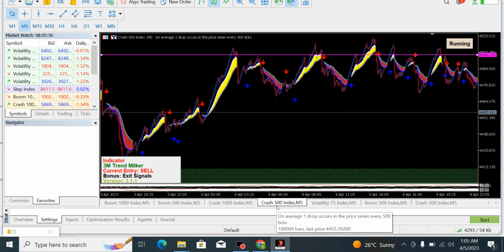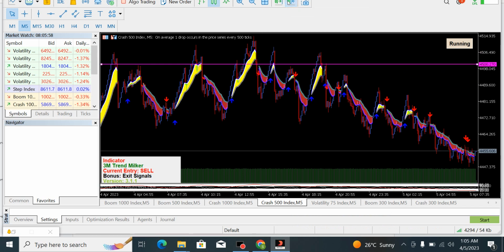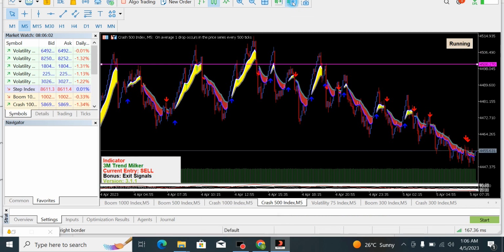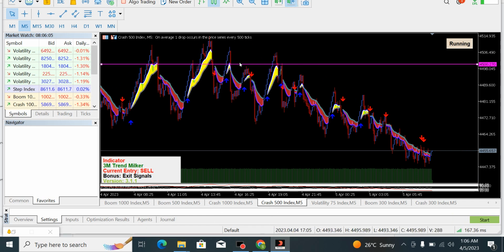So the next asset is going to be Crash 500. Let's check it out right away. Okay, Crash 500, let's check it out. Okay guys, this is Crash 500. This has also been crashing right from this resistance, so you can see it going down and down, even though there are pullbacks in between, but it's more of a downtrend than a buy trend.